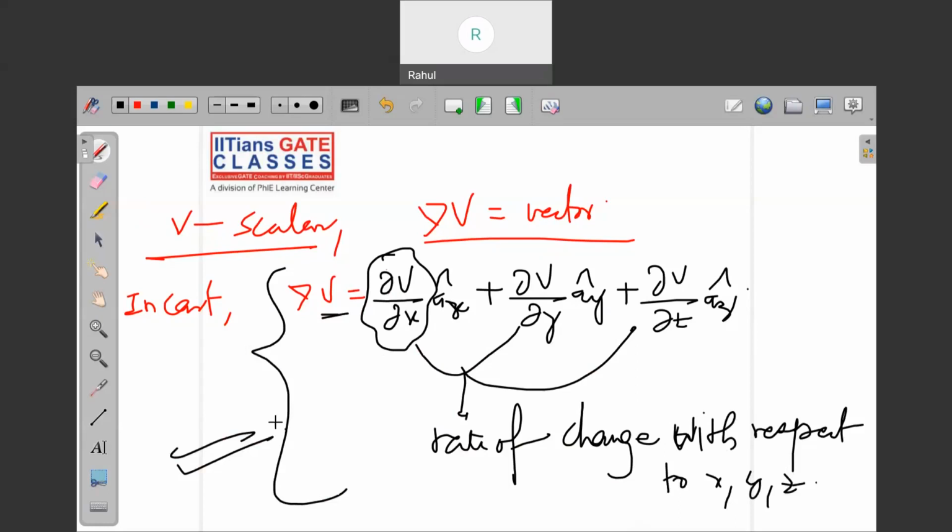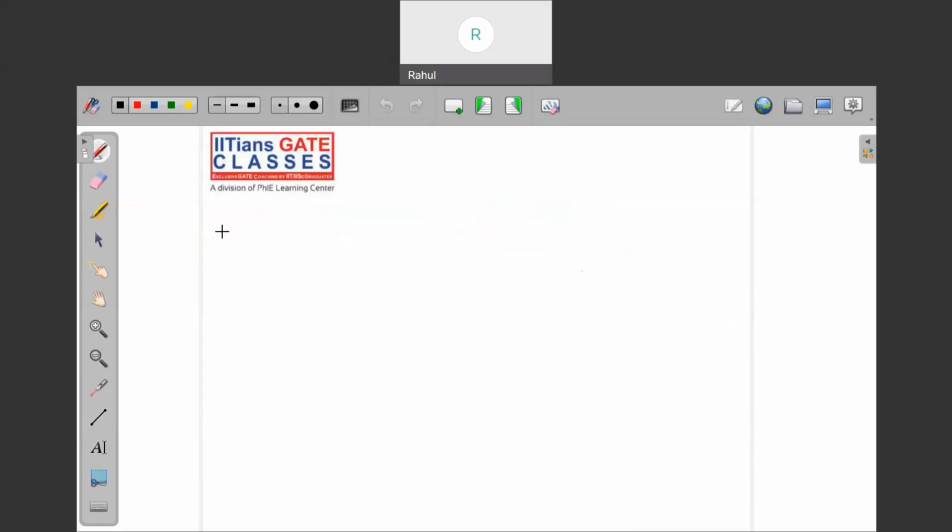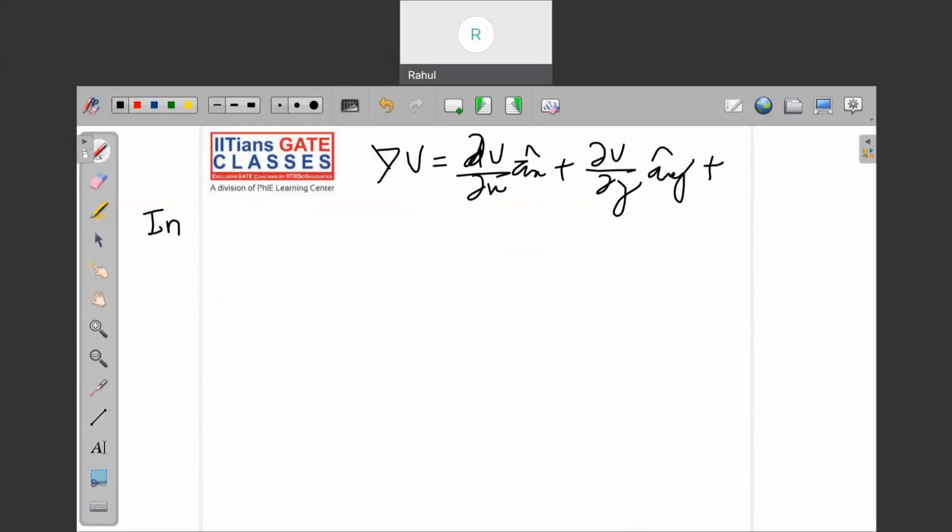Okay, with respect to x, y, and z. If I talk about the cylindrical coordinate system, you might have observed that the gradient of v in Cartesian is dou v by dou x, ax cap, dou v by dou y, ay cap, dou v by dou z, az cap. So you might have seen there is a differential length involved, dx, dy, dz.